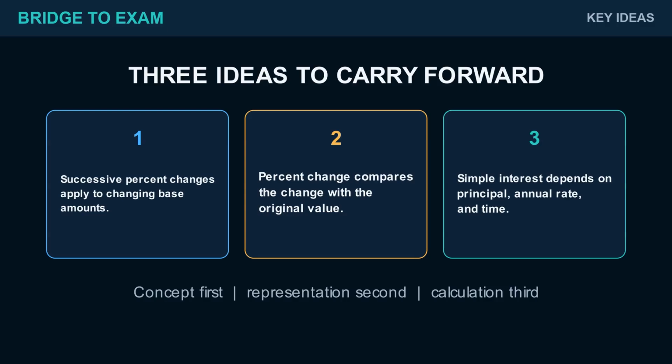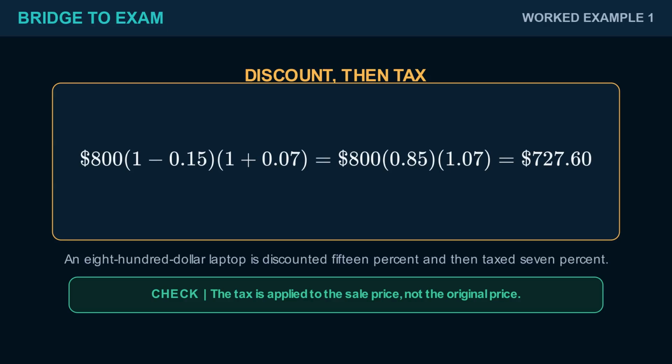3 ideas organize the lesson. First, successive percent changes apply to changing base amounts. Percent change compares the change with the original value. Simple interest depends on principal, annual rate, and time.